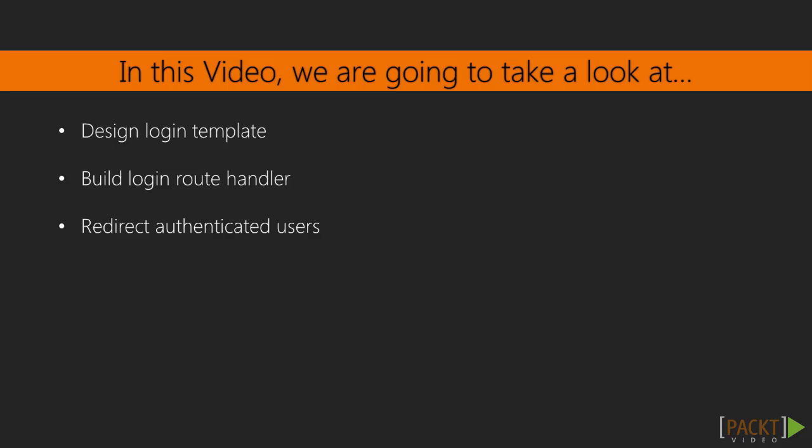In this video, we'll design and build a new page for our application to manage authentication of existing users and registration of new users. We'll start by building a template for registration and login. Next, we'll work on the route handler to show the user the login page. Finally, we'll build a handler to forward users to the main page on a successful login.